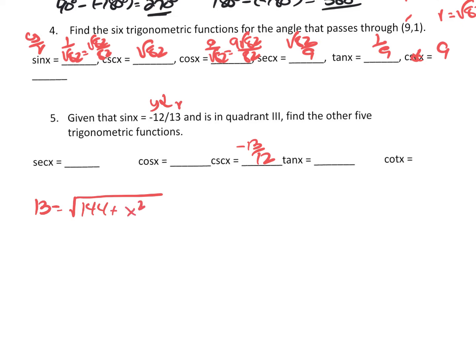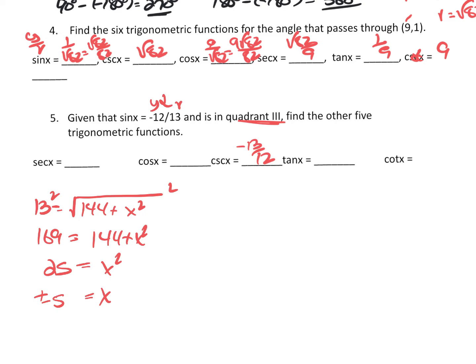All right, so I would square both sides here. Square this side and square this side. If you square left, you get 169. If you square right, the square root goes away. Move the 144 over. Take the square root to get plus or minus 5. Now, the plus or minus is up to you. Because it says quadrant 3, that means it's negative because x is negative in quadrant 3.